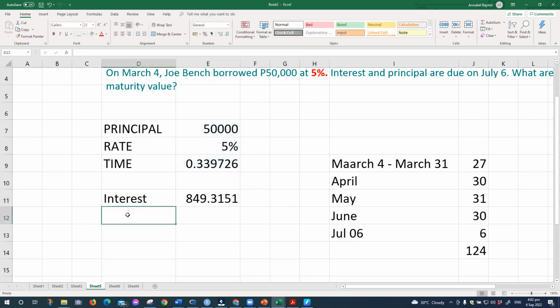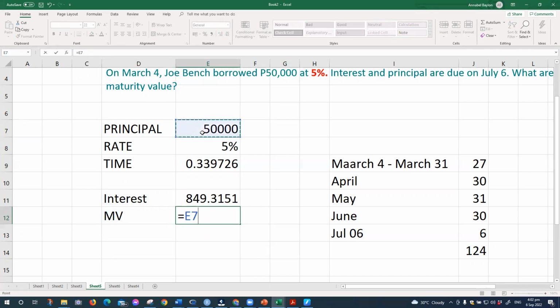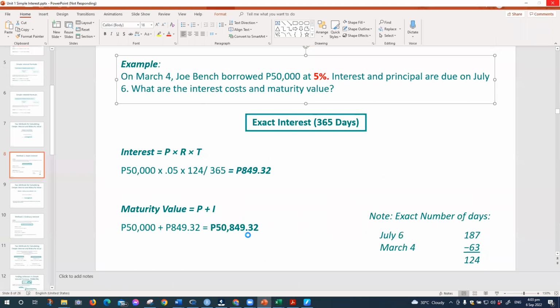Okay. And then the maturity value will be equal to the principal plus the interest. Okay. There. So it's 5849.32, around that. Tingnan natin yung answer natin sa PowerPoint. Okay, 5849.32, exacto. Okay, so let me stop recording now.